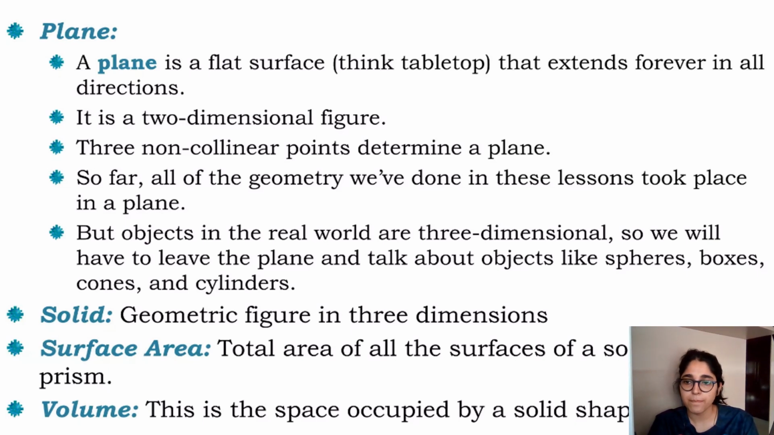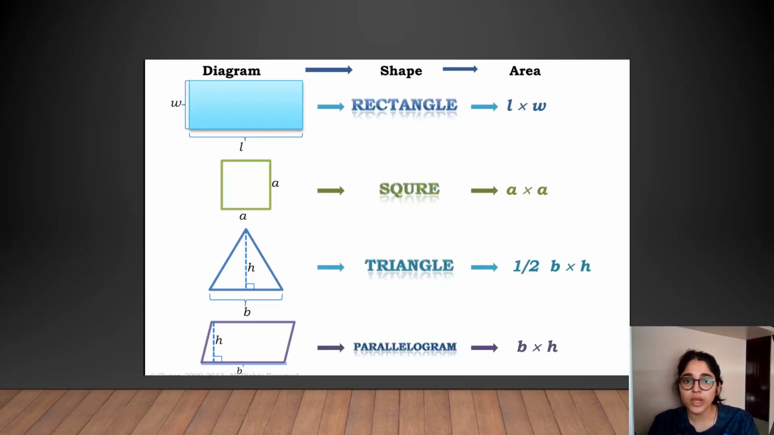Okay. So now if you look at this, which is a rectangle, how do you find the area of a rectangle? This is a square. So therefore, for a rectangle, the area is length into width. For the square, it is a multiplied by a.